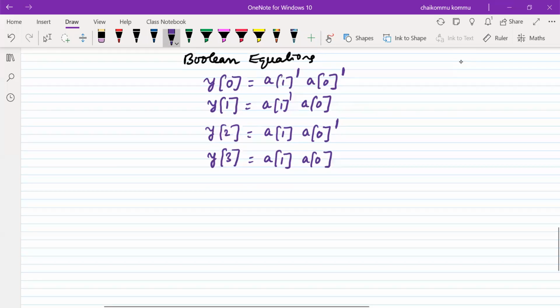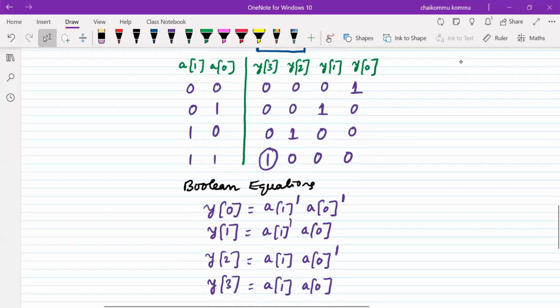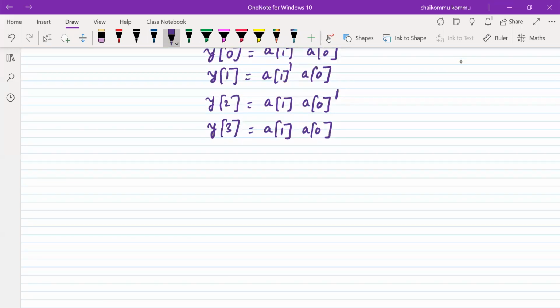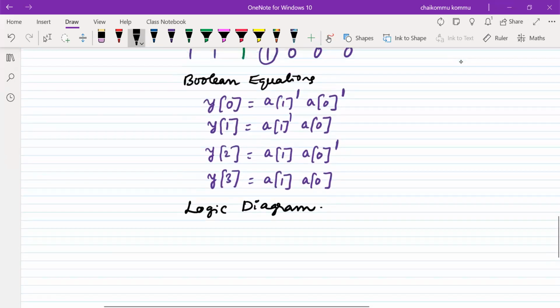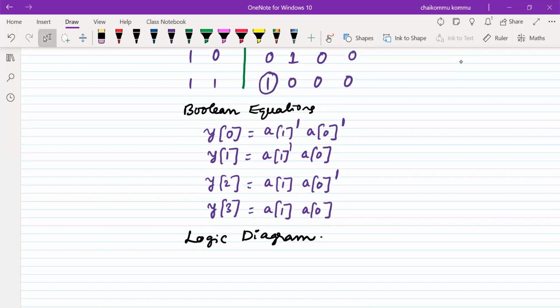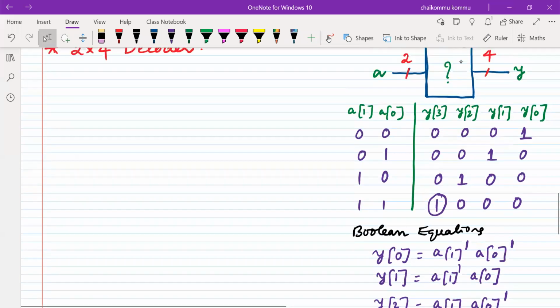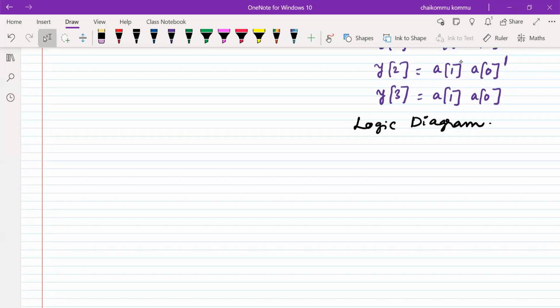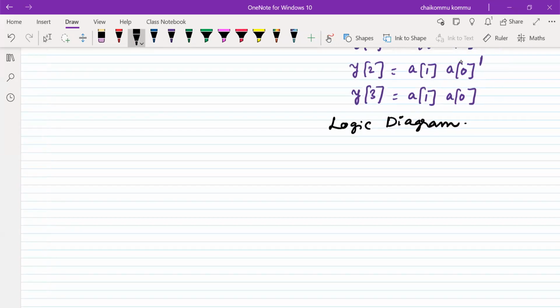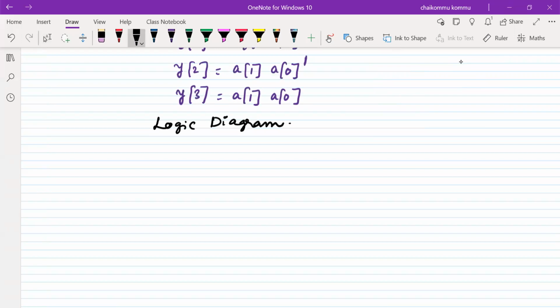From these equations I need to develop the logic diagram. What is the logic diagram for this one? I'll draw it. Better in this way people will write. This is called A1, and this we will write as A0.